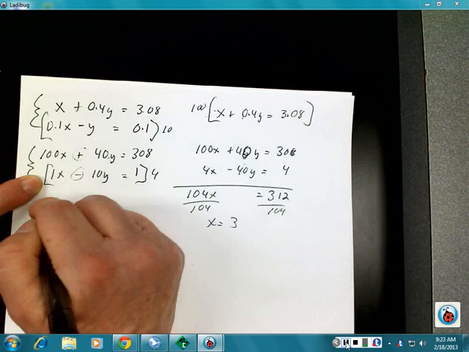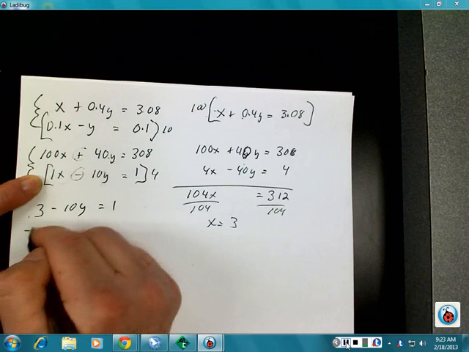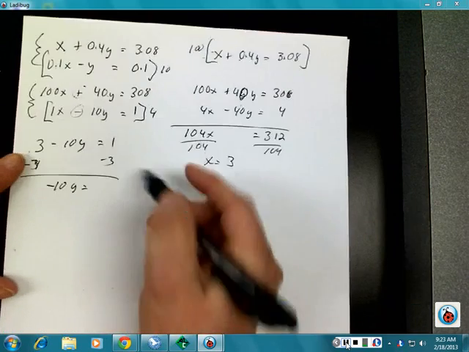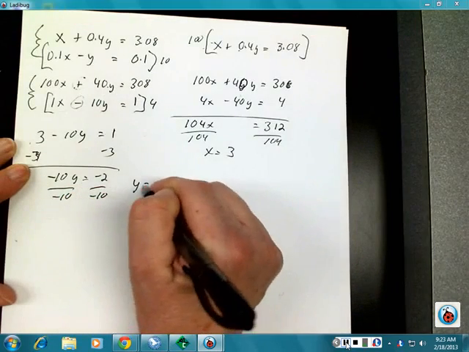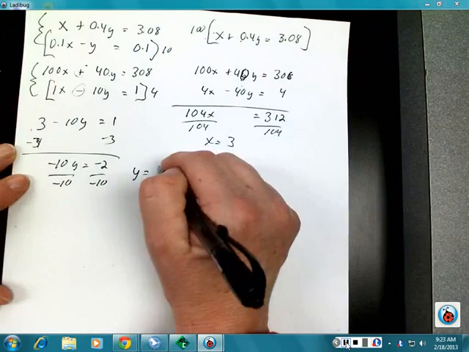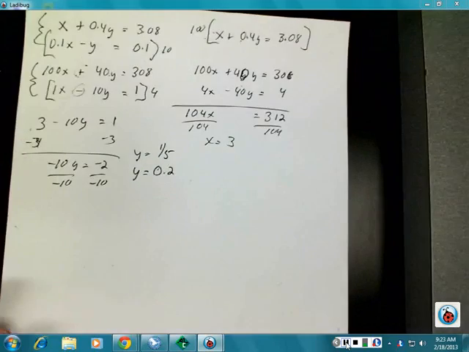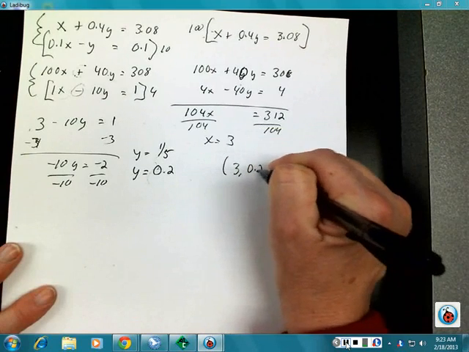So we're going to have 3 minus 10y is equal to 1. So I'm going to minus 3, and I get negative 10y is equal to 1 minus 3, which is negative 2. Divide by negative 10. And I find y is equal to, because we started out with decimals, we can put it back into decimals, 1/5 or 0.2. I think Hawks will accept either. If I remember right, it'll accept a fraction or a decimal, so whichever one you want to put in there for your answer. So my combination is 3, 0.2.